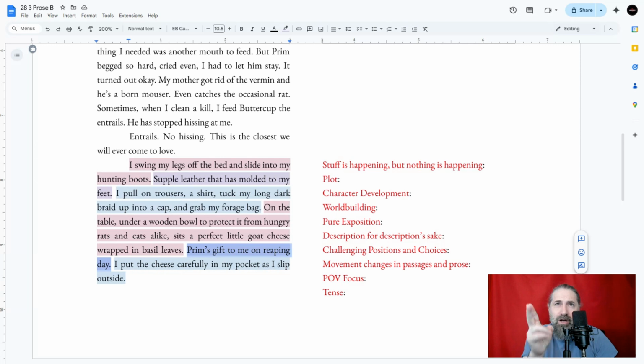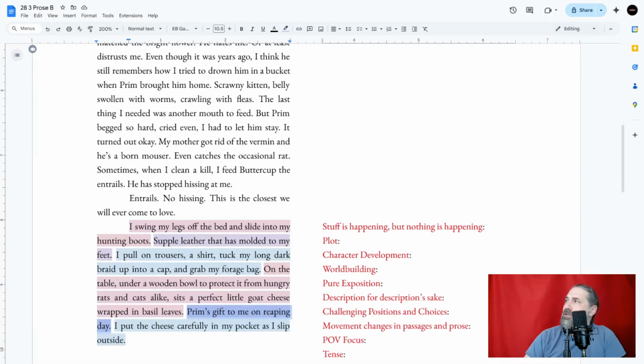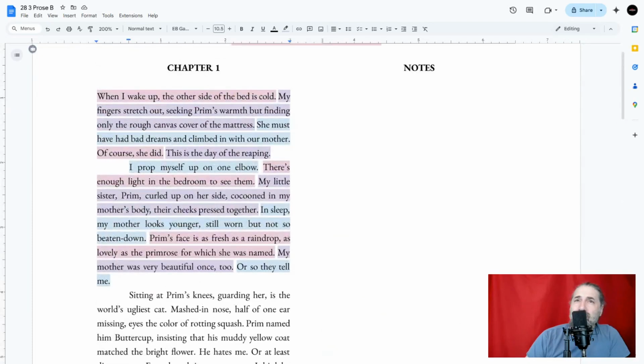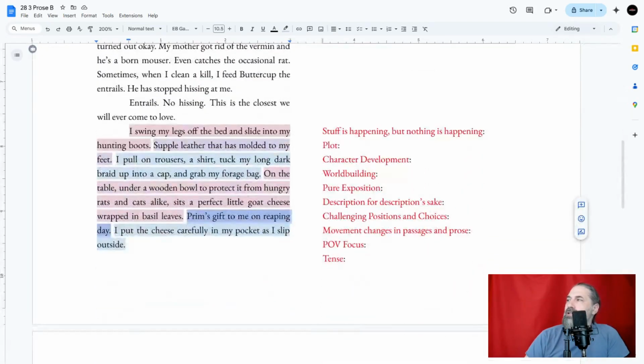Prim's gift to me on reaping day. Reaping day is world building, because from that first paragraph we know this is the day of the reaping, but now we know that it is called reaping day. Now, the other thing is the character development is Prim's gift to me. So we're learning something about Prim. And additionally, plot is the fact that this is indeed reaping day.